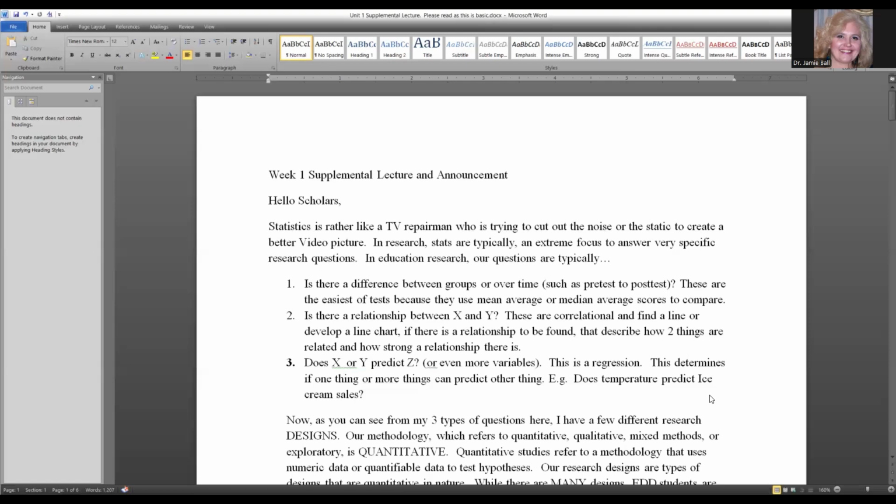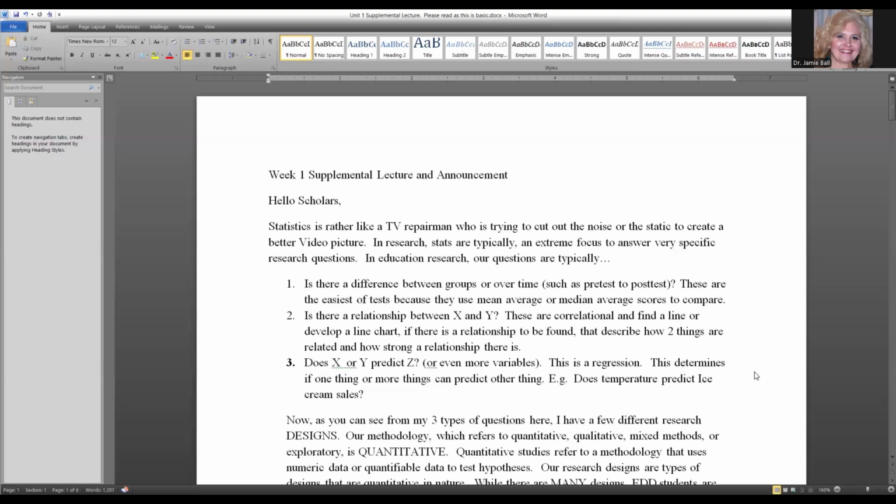The third type is a prediction. Does X or Y predict Z? You could even have, does X, Y, Z predict A? Or you could have simply, does X predict Y? This is some sort of regressional test, and this determines if one or more things can predict the other thing. So we would literally know, does the temperature predict ice cream sales?